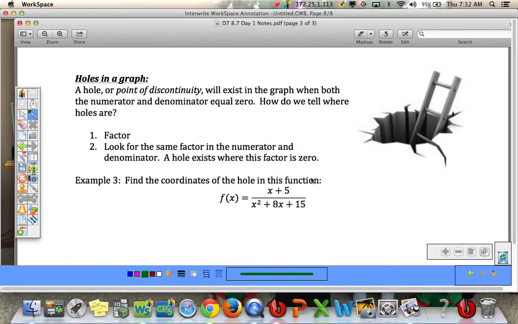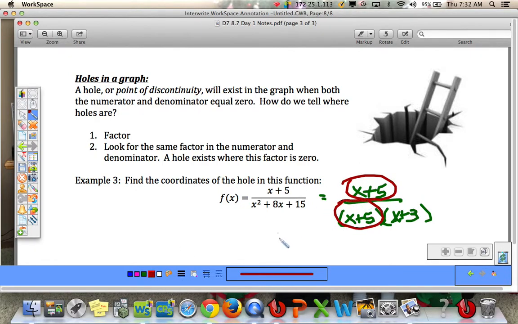Here's your example. We have x plus 5 over x squared plus 8x plus 15. Factor. X plus 5 is already factored. What multiplies to 15 and adds to 8? That would be x plus 5, x plus 3. All right, we take a look at the factors that are the same, these would cancel. So there would be a hole in the graph there, and the hole would be what makes this 0. So the hole would be at negative 5, not at 5, but what makes that factor 0.